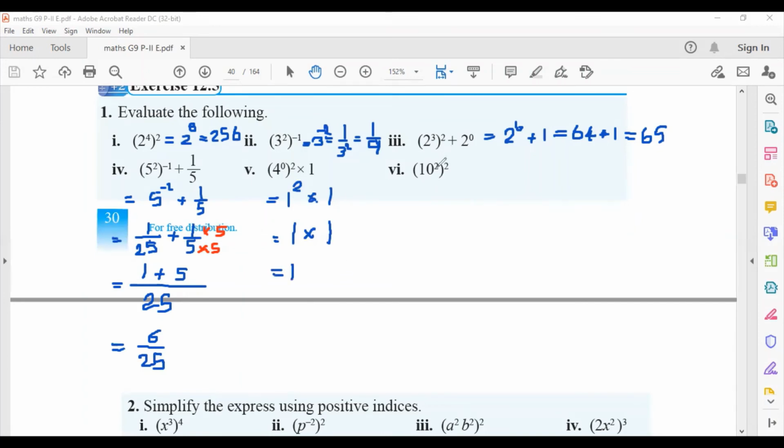Answer is 1. Here 10 to the power 2 to the power 2. Power of power. You learned according to the laws of indices, when there is a power of power, you should multiply these two indices. 10 to the power 4. 2 times 2 is 4. 10 to the power 4 is 10,000, having 4 zeros.